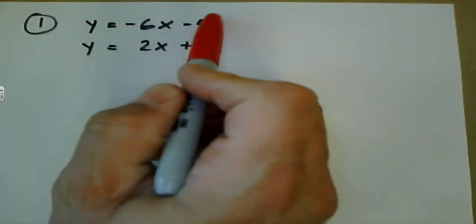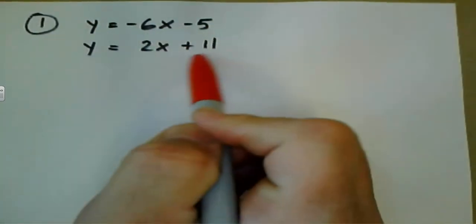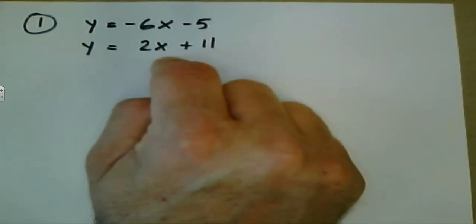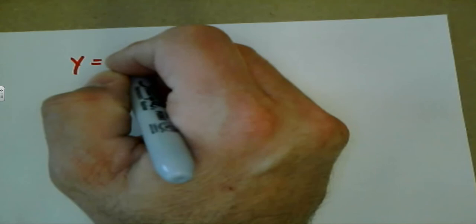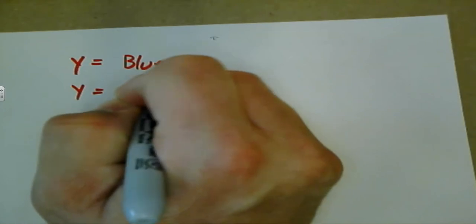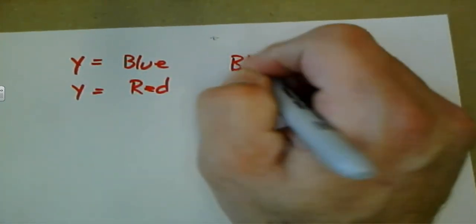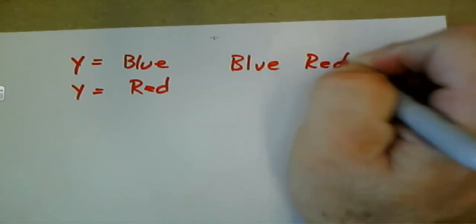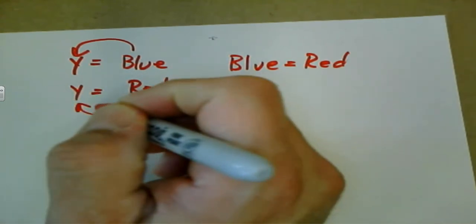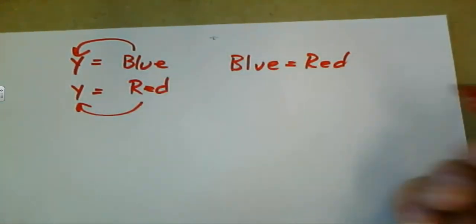So we know that y equals all of this, and that y also equals all of this. Well, if y equals this and y equals that, and they're both equal to y, then they're both equal to each other. So let's say y equals, I don't know, blue, and y equals red. What can I say about blue and red? They're the same. They equal each other. Because if they equal y and y is the same as y, then the two have to be exactly the same.